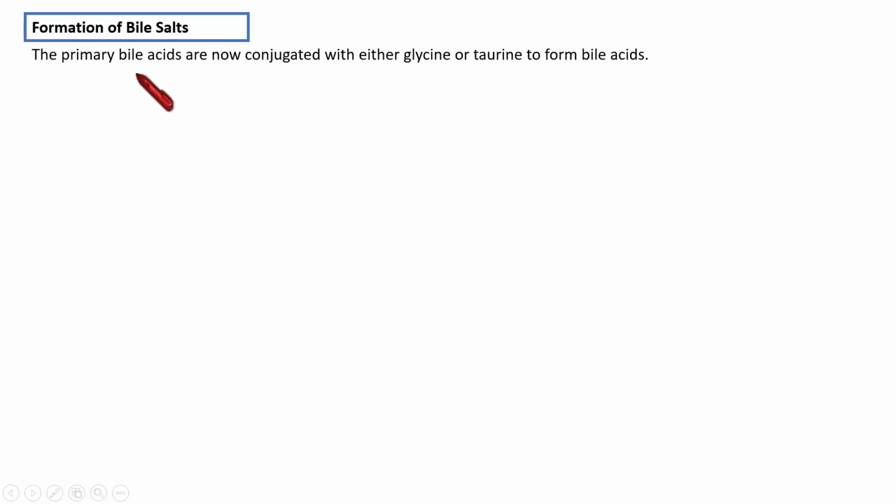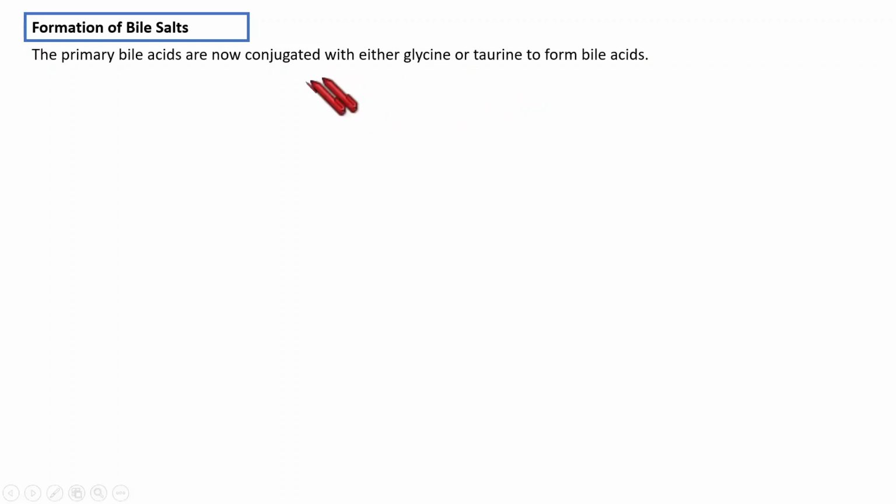Next, we are going to see the formation of bile salts. The one that has formed now is the primary bile acid. Next, the primary bile acid formed by the removal of that 3-carbon compound combines with an amino acid, like glycine or taurine. As it gets combined with this type of amino acid, we call the primary bile acid conjugated.